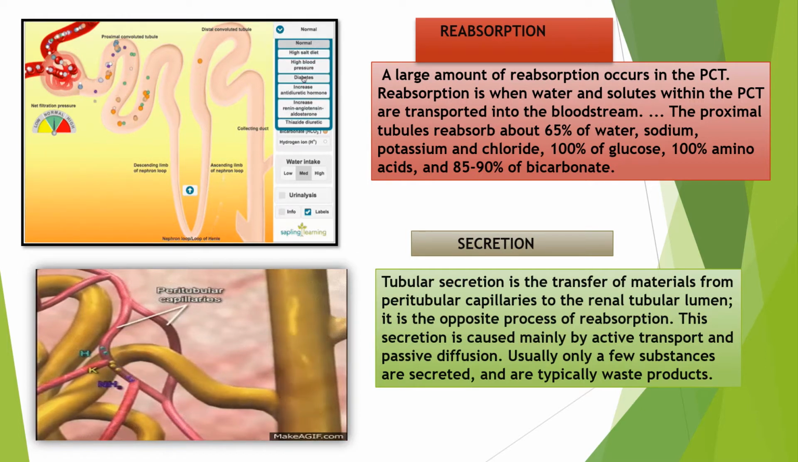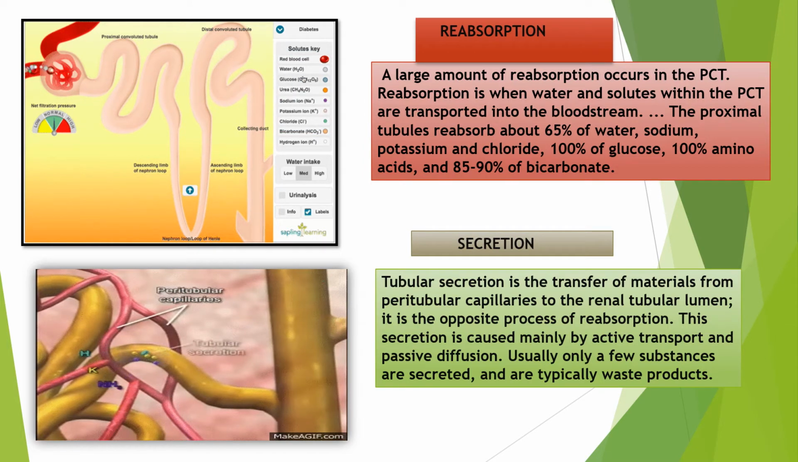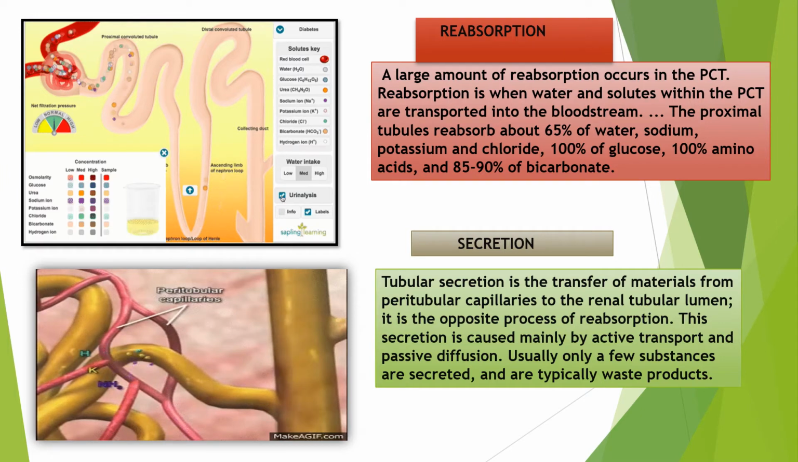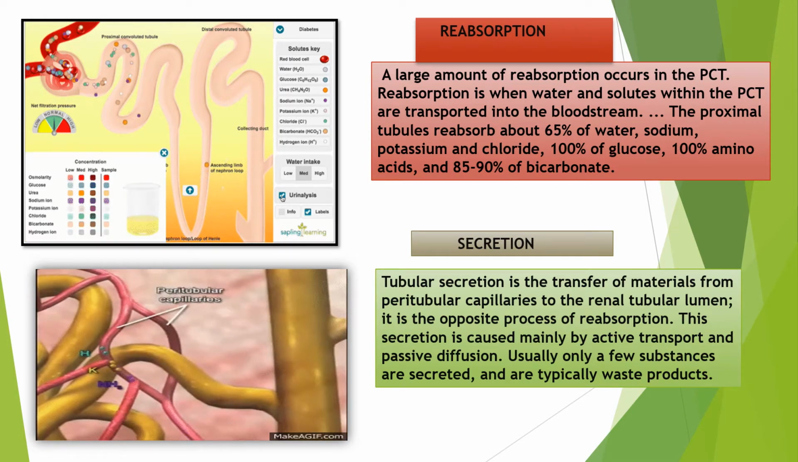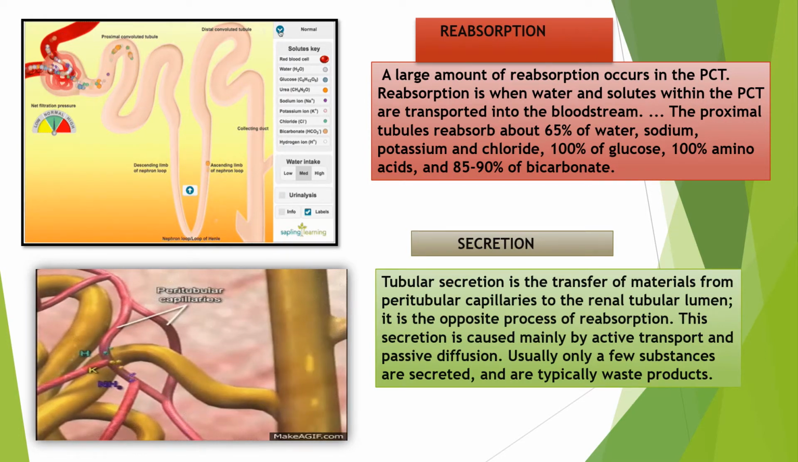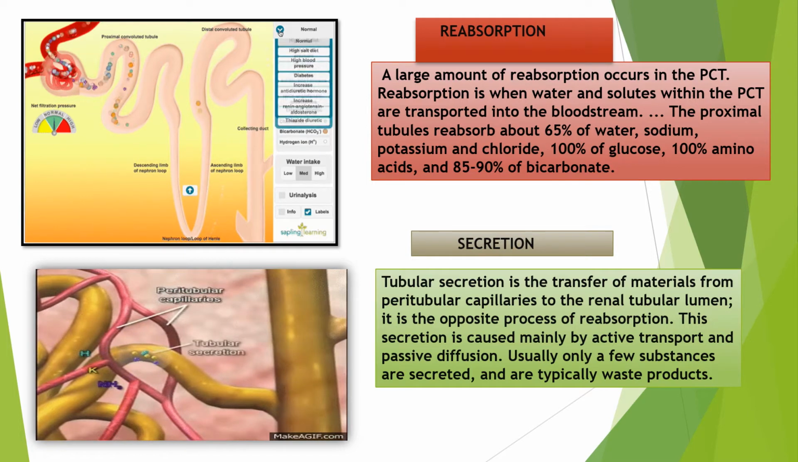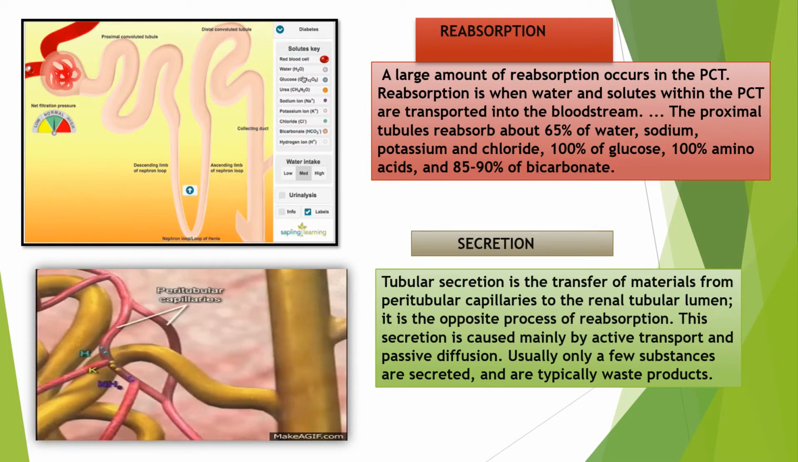And the third step and the last step is secretion. Tubular secretion is the transfer of materials from peritubular capillaries to the renal tubular lumen. It is the opposite process of reabsorption. This secretion is caused mainly by active transport and passive diffusion. Usually, only a few substances are secreted and are typically waste products.